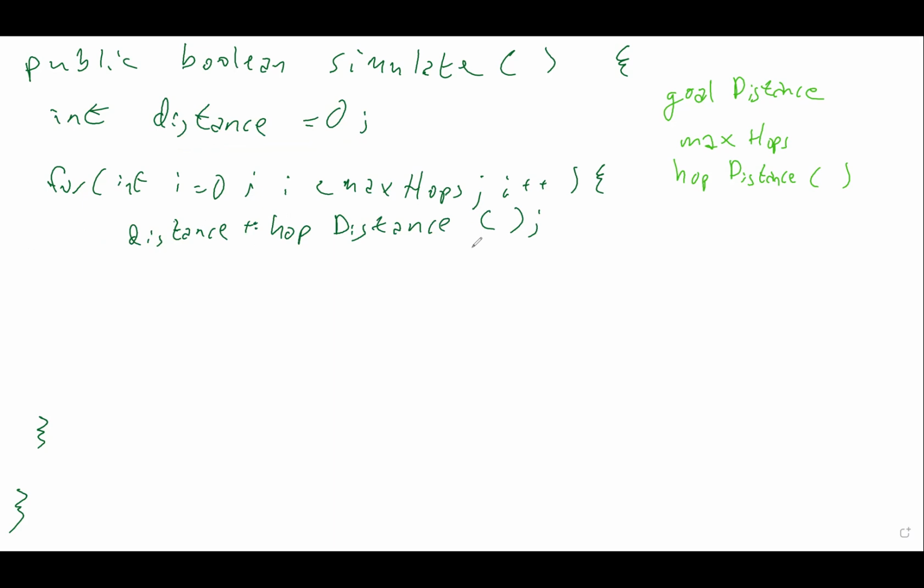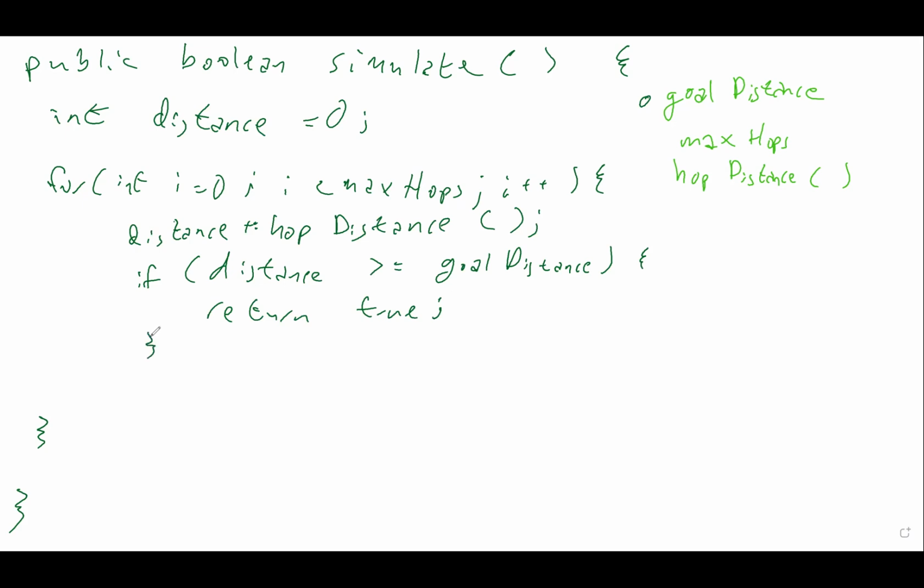Then what do we want to do with our distance? What are the ways that we can exit our loop or exit our whole method? If the distance was greater than the goal distance. So if our distance is greater than the goal distance, then I think we can just return our value, right? If we've passed the goal distance, we're good. We can return true. So if distance is greater than or equal to our goal distance, then we return true. Is there another way that we can exit our for loop early?